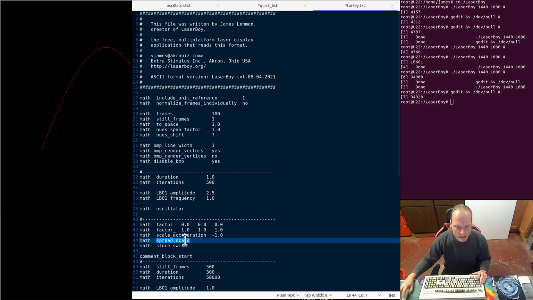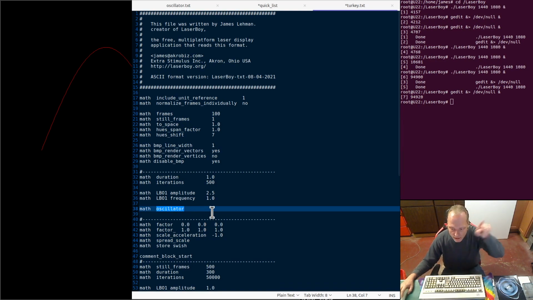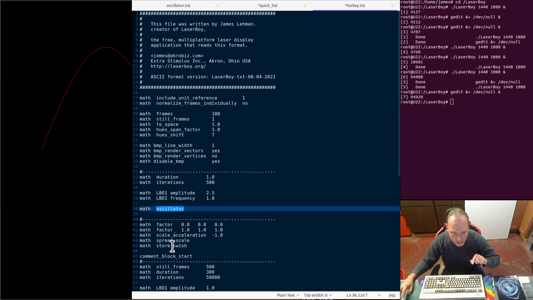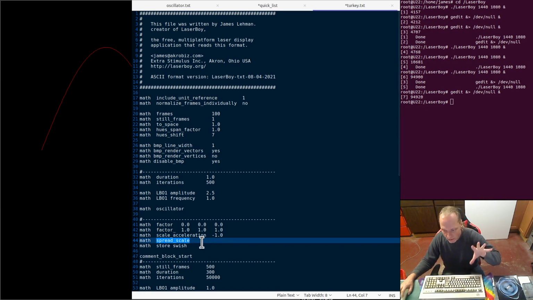And we do this spread scale, and as I mentioned before, anything that begins with the word spread means that it's a distributed effect from the first vertex to the last vertex in a frame. So this loaded the sine wave into the registers at register A. Doing this to it, it loaded it into register B. So this is now what is currently in the registers.